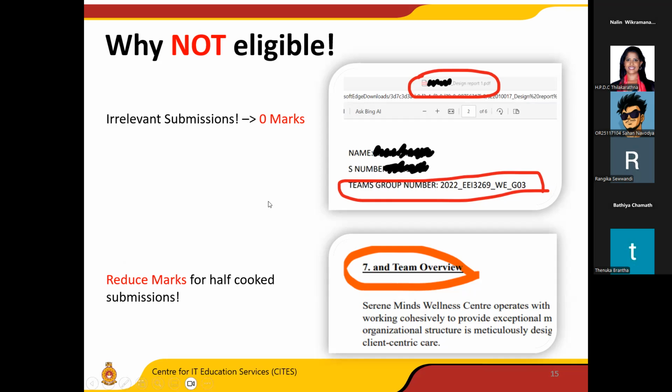So that's it from my end. I will try to show the previous year LMS. Actually, it takes some time to load.